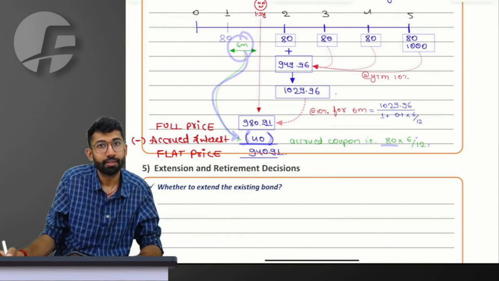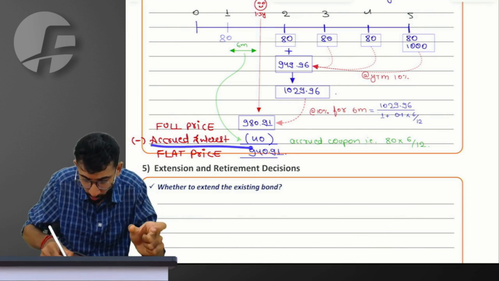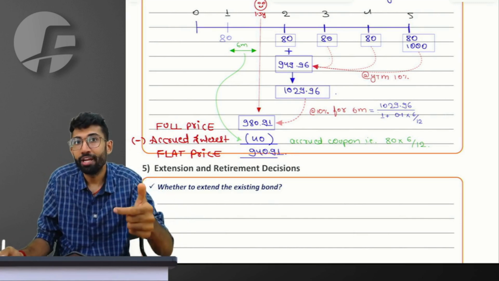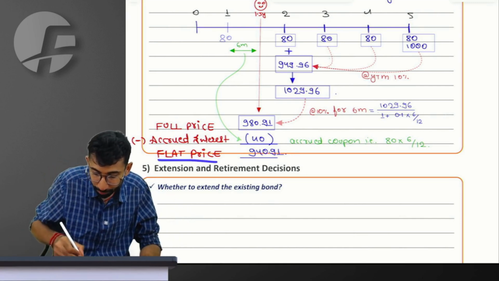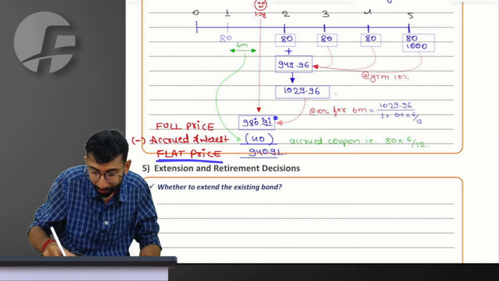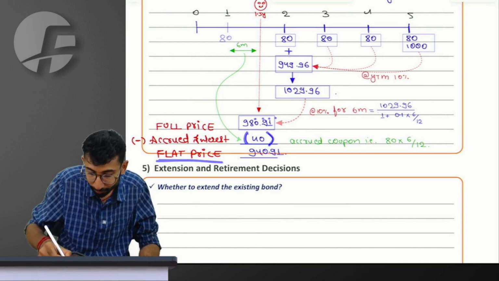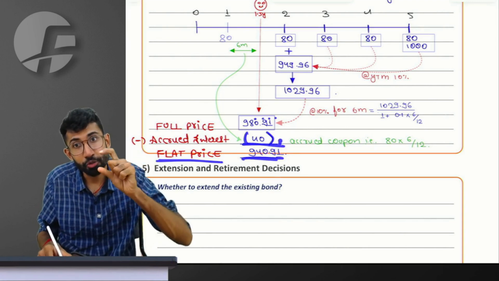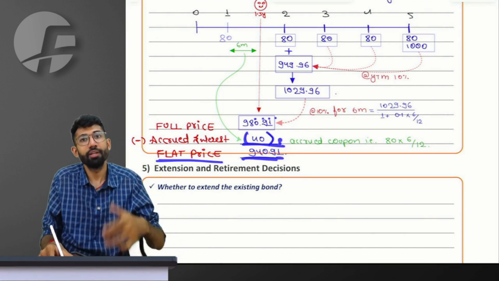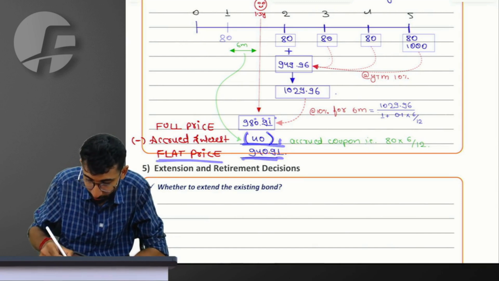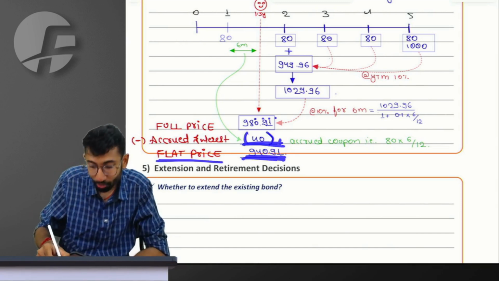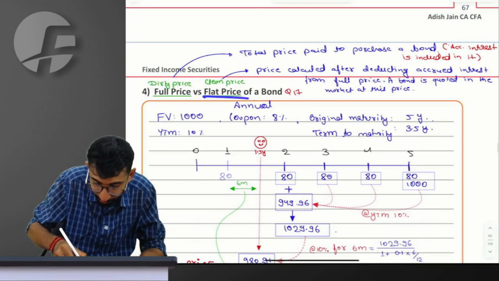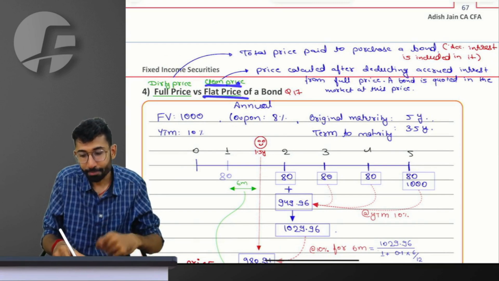which is 40. So other than accrued interest, other than accrued coupon, how much is the price of the bond you are paying to him? What you are paying to him is 980.91 minus 40, the flat price of 940.91, which is the price specifically for the bond excluding the amount of coupon. This is called the flat price, and also called the clean price.